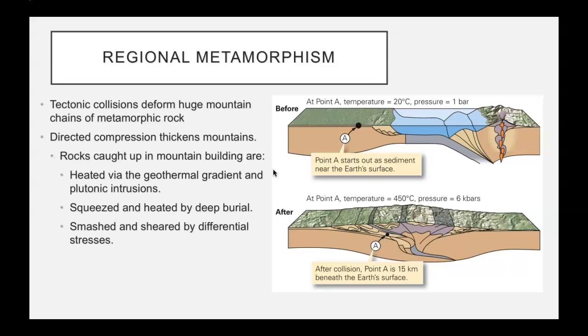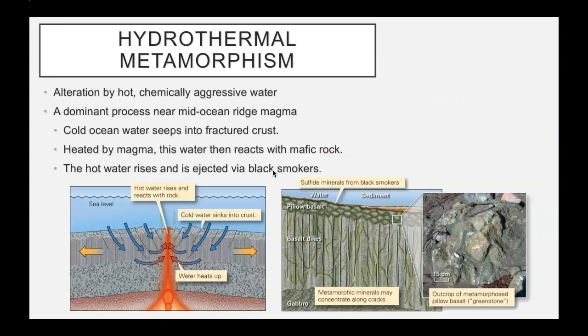This is like the map we looked at with the index minerals, where all of New England has metamorphic rocks, and those rocks are regionally metamorphosed. The next is hydrothermal metamorphism. Another word for this is metasomatism. And metasomatism happens when really hot water circulates through cold rocks.